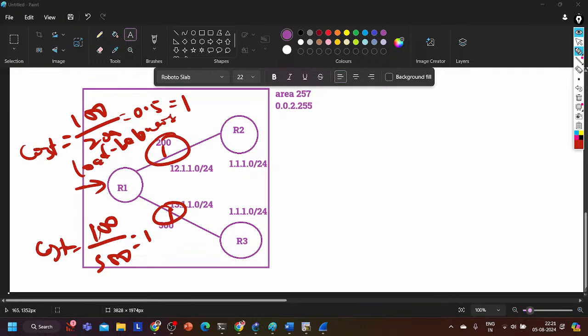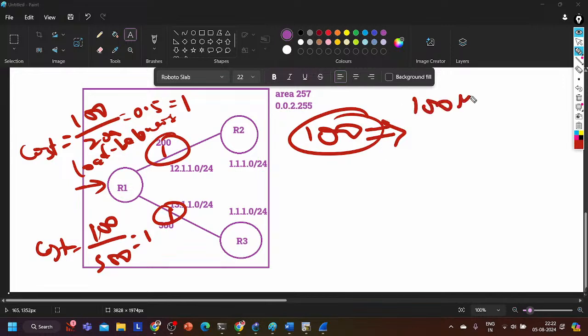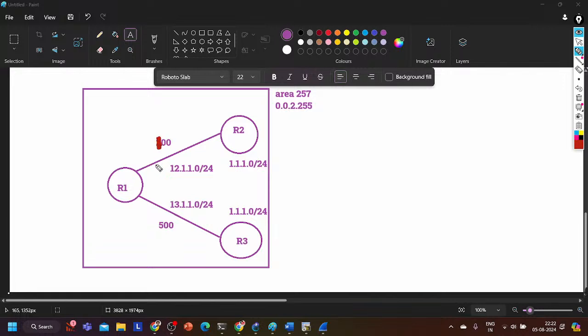So whenever you have a link whose bandwidth is more than 100 Mbps, in that scenario you should change what? Reference bandwidth, right? Reference bandwidth is 100 by default, and this is good for links whose bandwidth is up to 100 Mbps. Because let's say here bandwidth is 100 Mbps, here bandwidth is only 10 Mbps. So this time the router can identify which path is the best path, because here it will calculate cost.